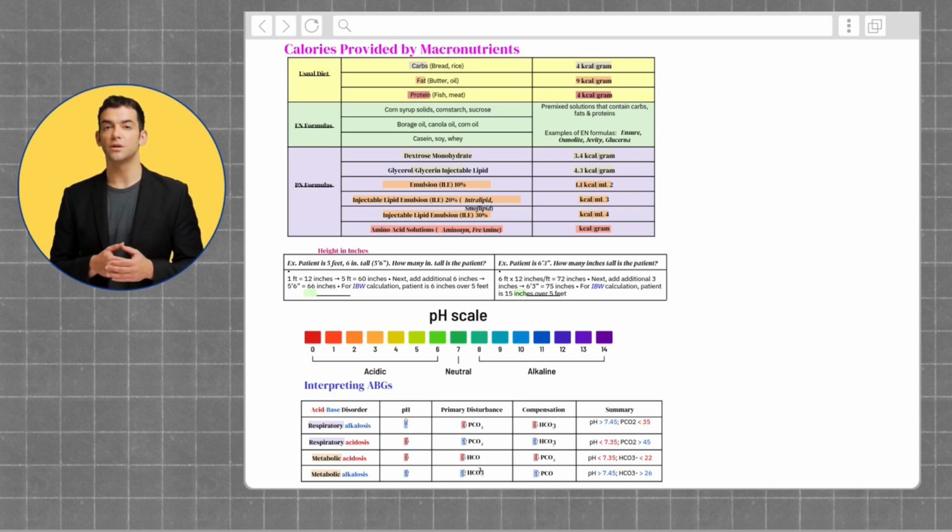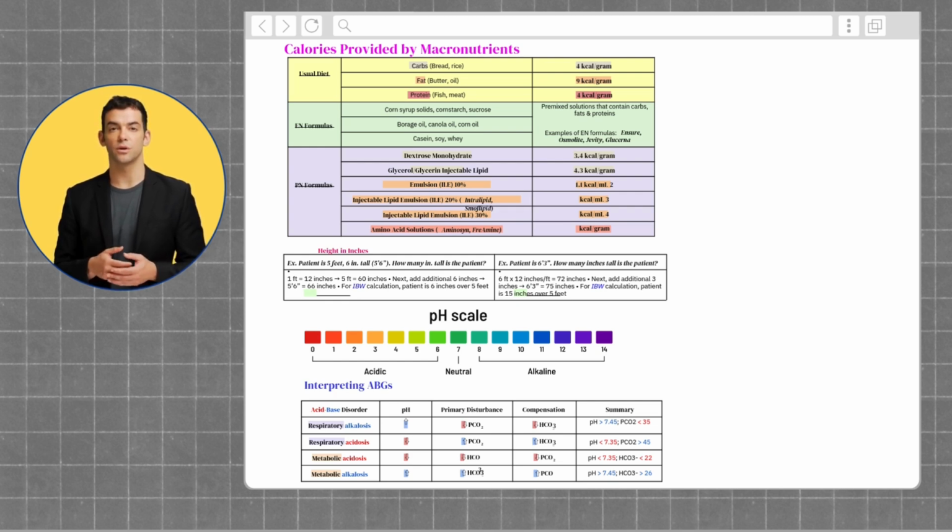Then we have HCO3, with a normal range of 22 to 26 mEq/L. If HCO3 drops below 22, it signals a metabolic acidosis. On the other hand, if it rises above 26, that's metabolic alkalosis. So, CO2 tells you about the respiratory system, and HCO3 tells you about the metabolic system.